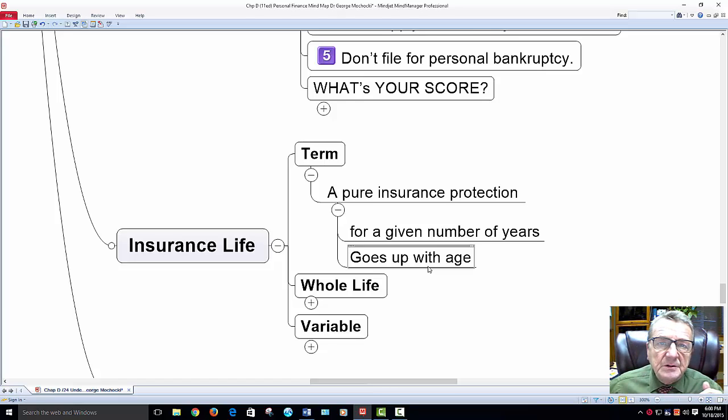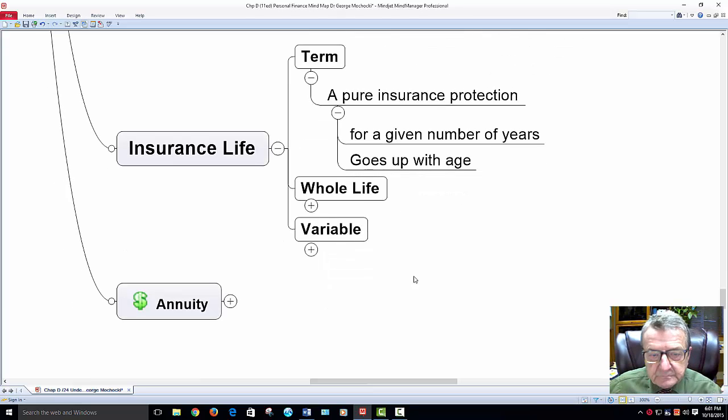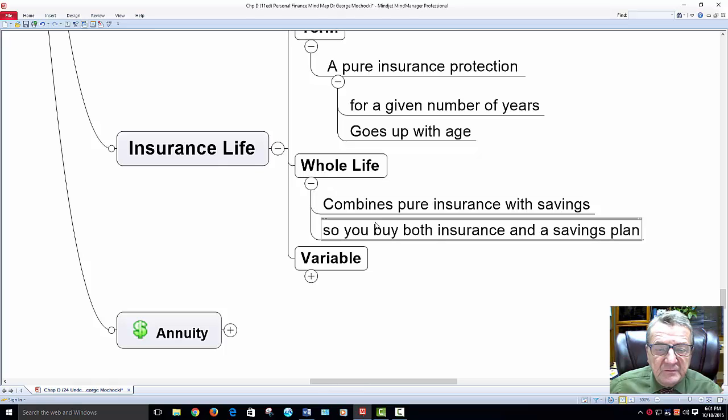This is pretty good if you're just starting off and you don't have much capital inflow or income, and you just want to make sure you're protected. It's like car insurance. As long as you don't have an accident, you're still paying, but if it happens, it's well worth the investment. The other one is whole life insurance.